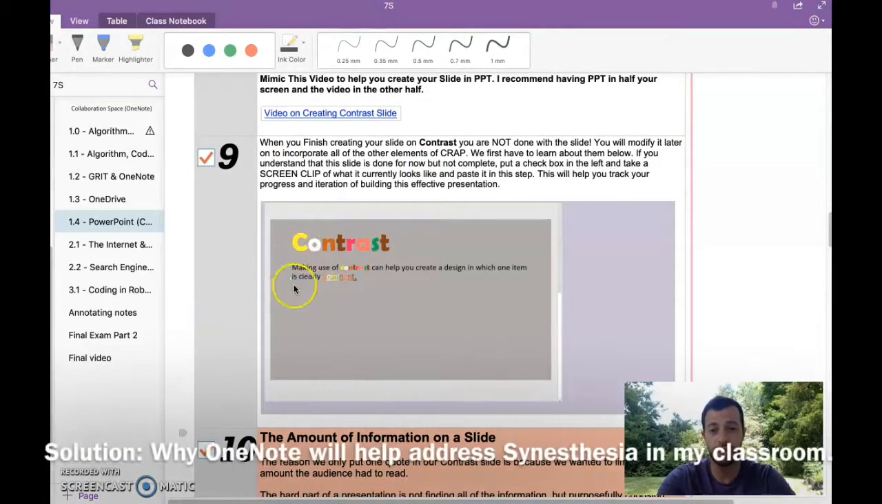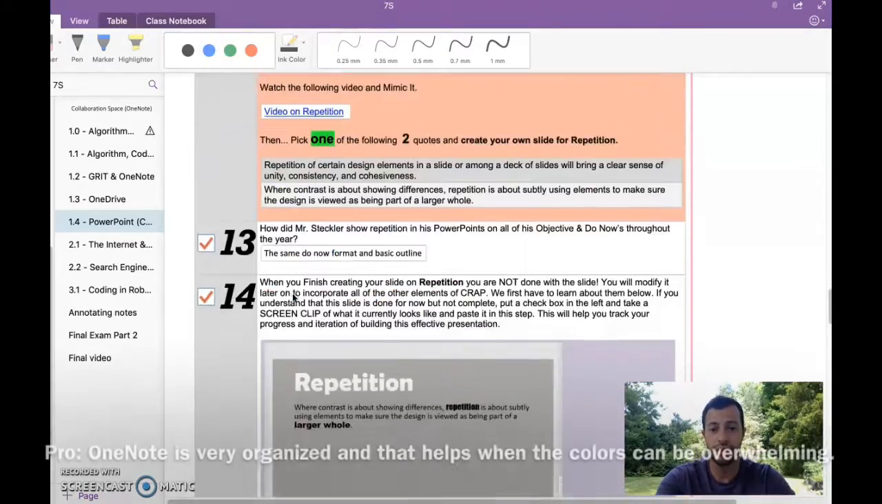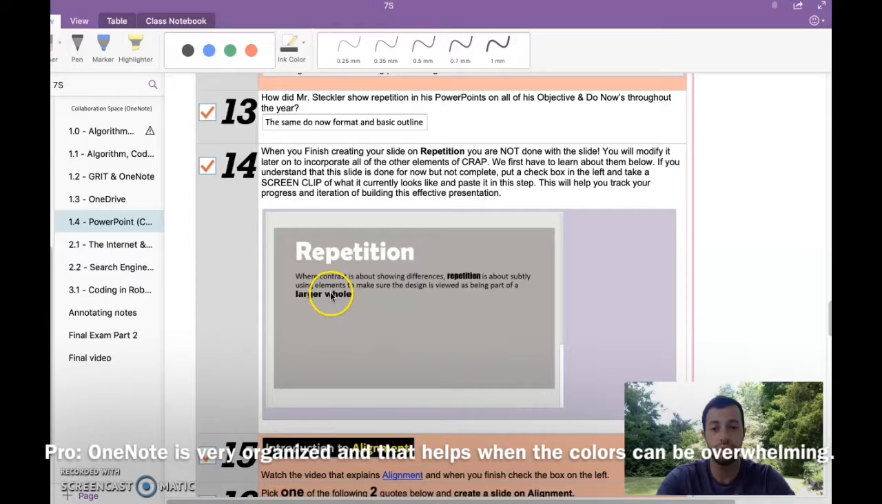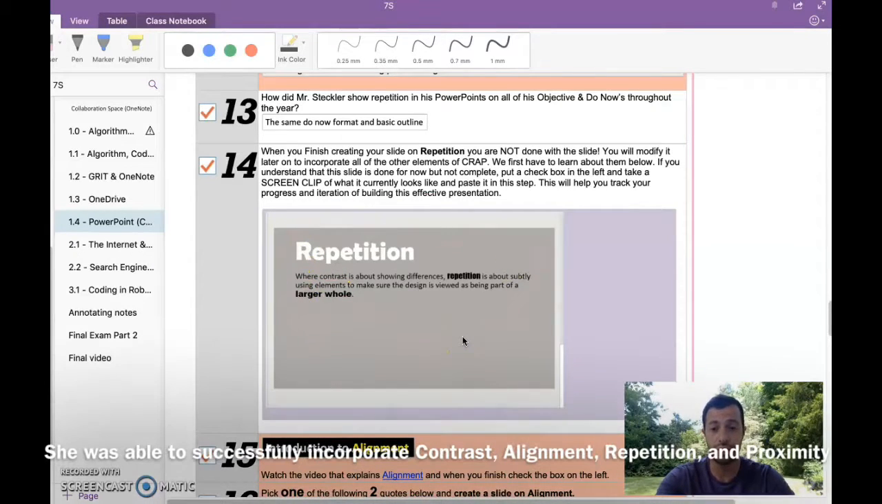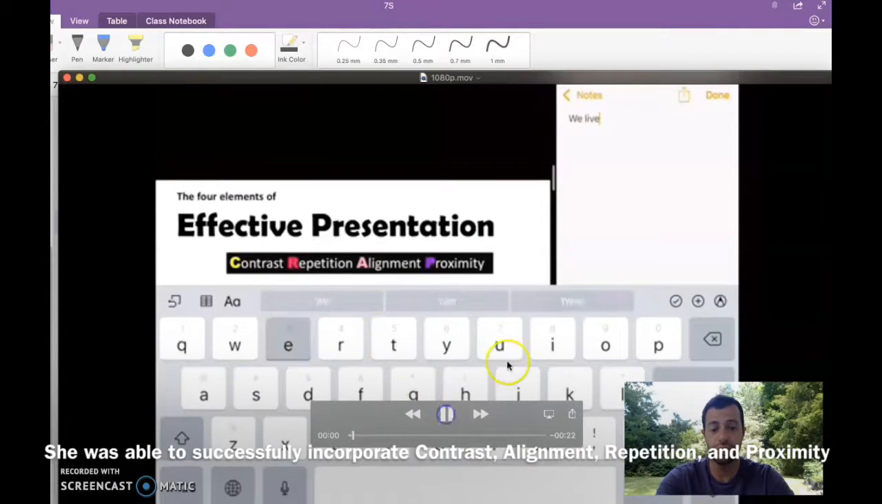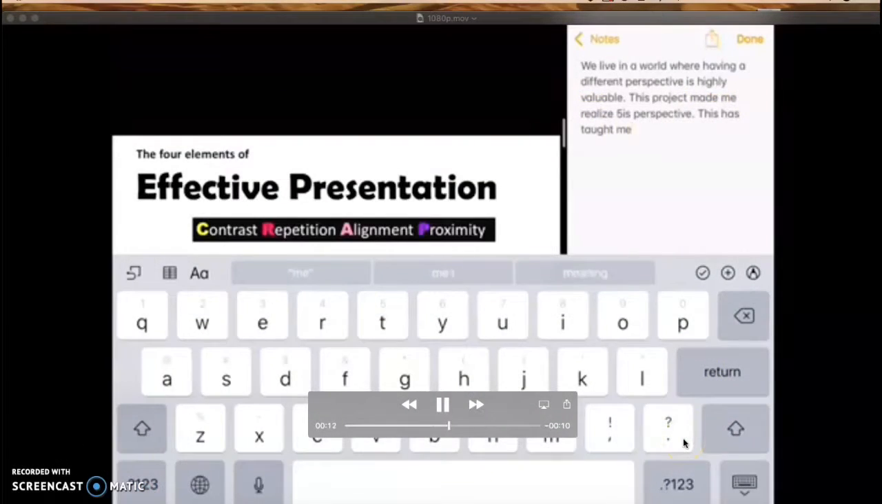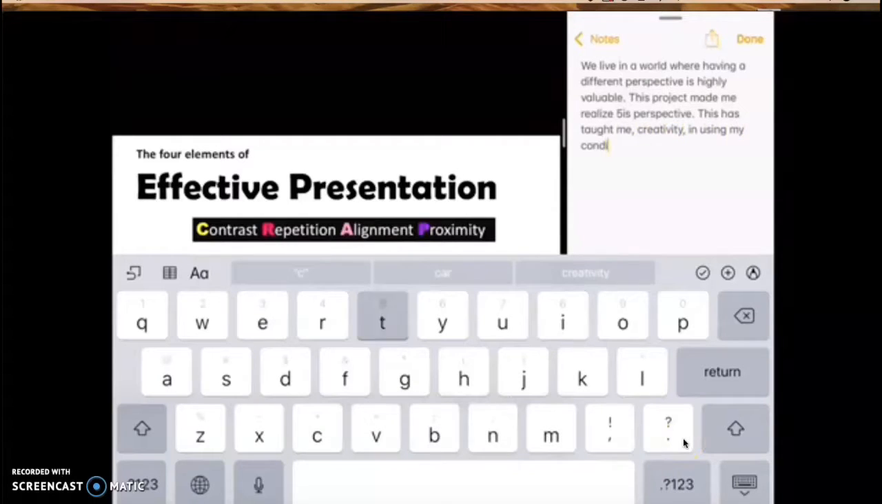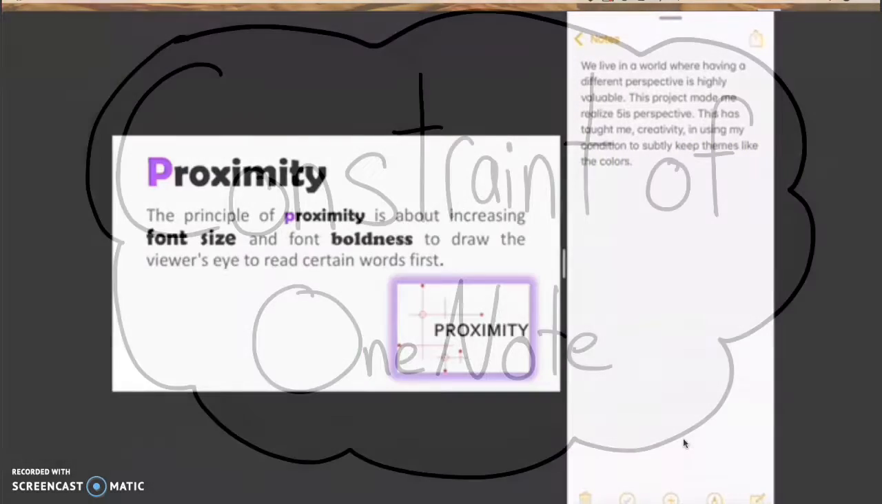In class, the student originally made PowerPoint slides looking like this, which is where they actually realized they had synesthesia. And through the lesson and through the structure and use of OneNote and the collaboration, she was able to change the way her slides looked. Then on her final exam, she was able to do a video reflection where she explains her perspective. Her perspective is highly valued, and she learned how to use color in a way that allows her to see it and for others to understand her contrast, repetition, alignment, and proximity, which you can see in her slides here.